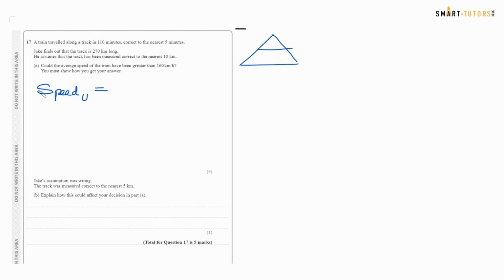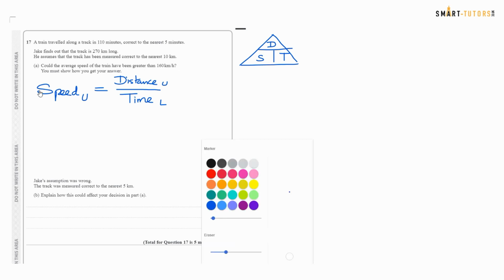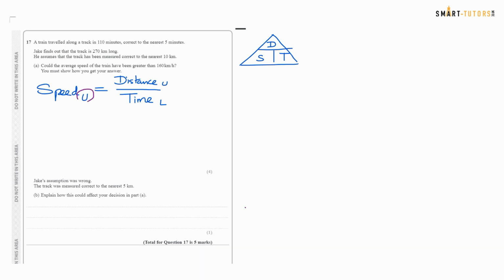You know the triangle. So speed equals distance over time. So for speed upper, distance upper and time has to be the lower. So this is very important. Just color them in a different color: speed upper, distance upper, and time lower. Right? So now we need to find the time first. So time is given first.